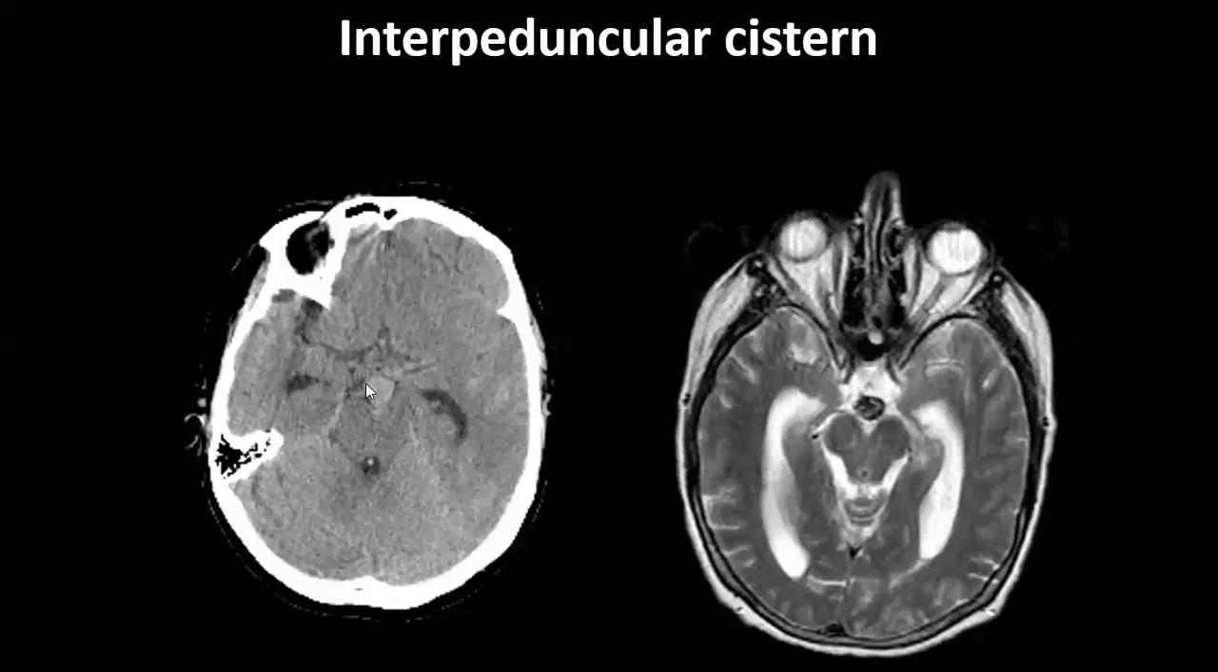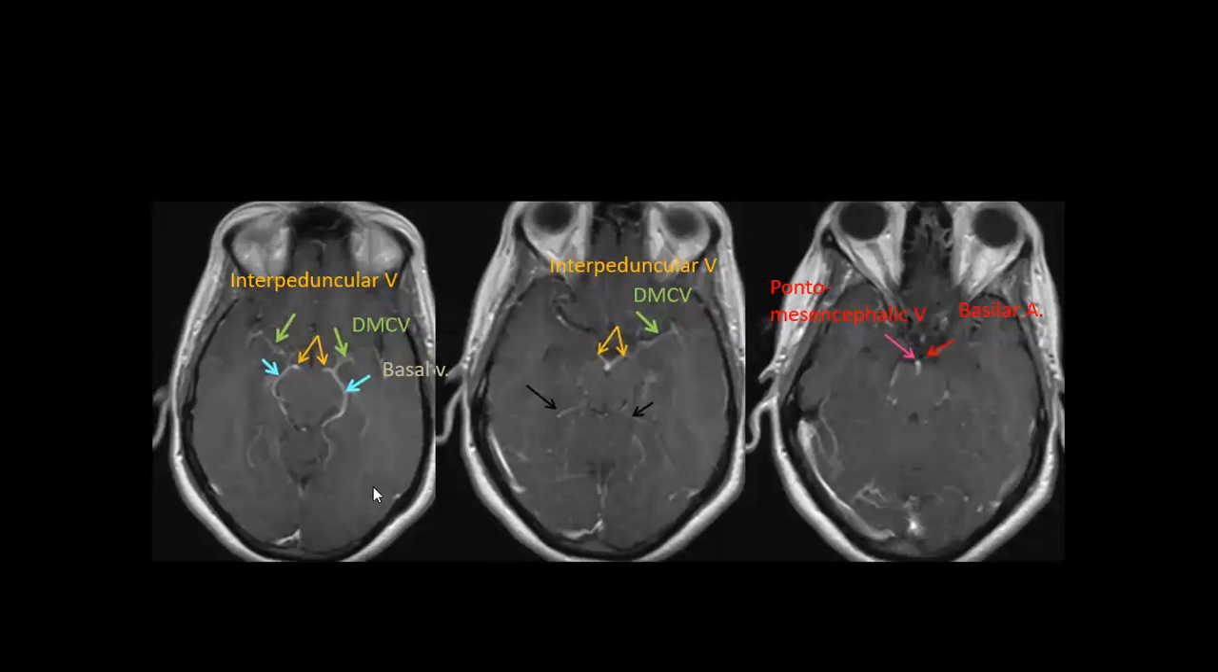When you find a hyperdense rounded lesion in the interpeduncular cistern, we know by anatomy it is the basilar tip, so easily it is a basilar tip aneurysm. It is hyperdense on CT and a signal void rounded lesion on MRI. The vein located in the interpeduncular cistern is called the interpeduncular vein, which receives blood from the deep middle cerebral vein and the basal vein.